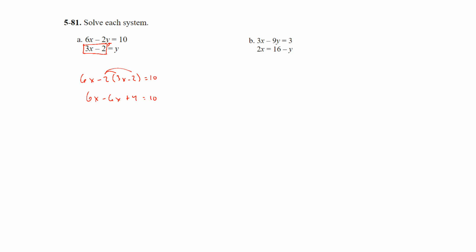a positive 4. And then what we notice is the x's cancel, and we're left with 4 is equal to 10. But 4 is not equal to 10, so what values of x and y would work? We would have none. These would actually be parallel lines. So this system has no solution.